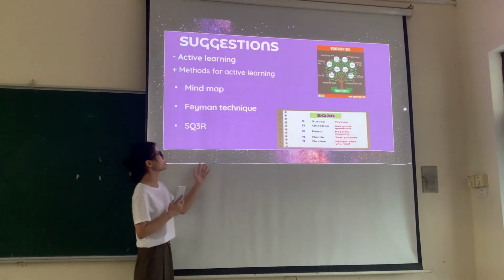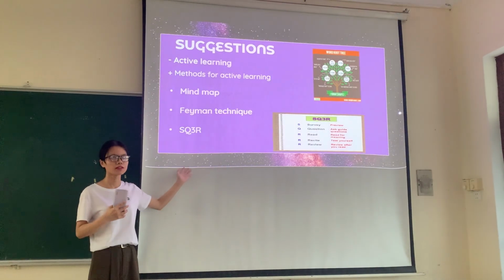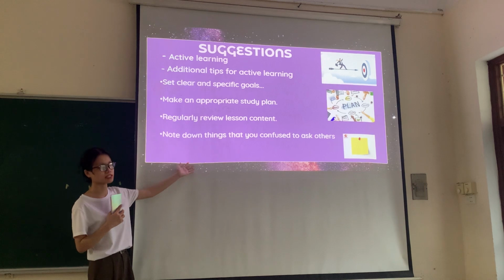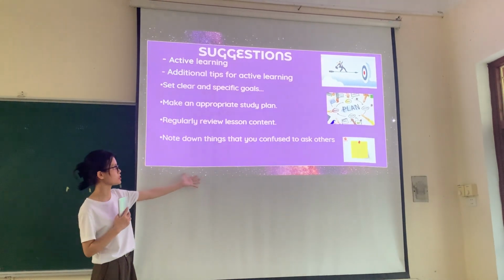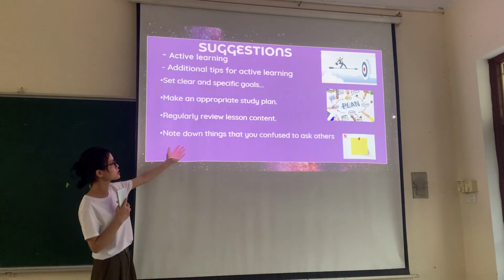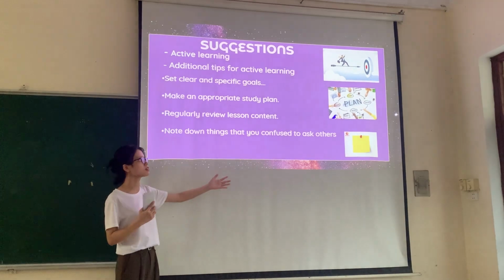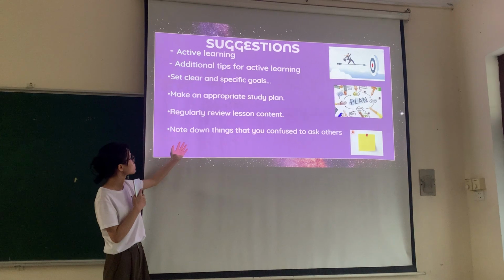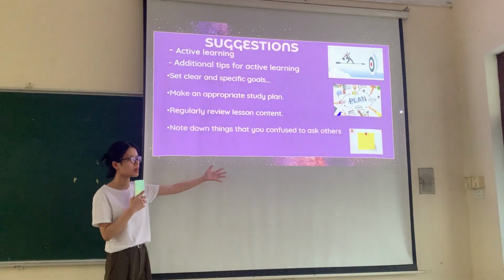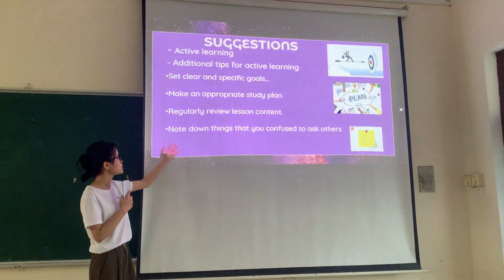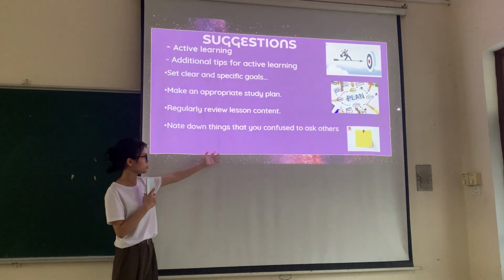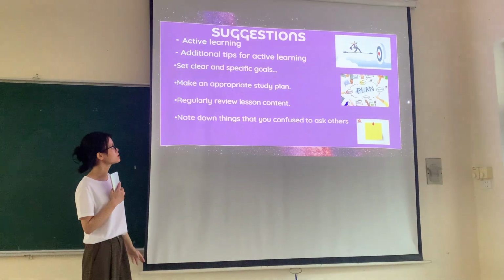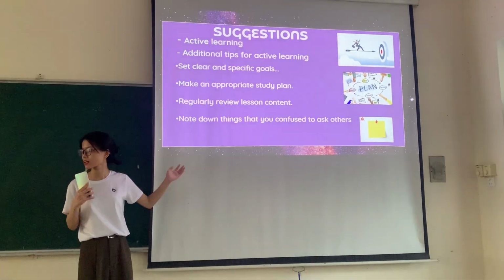That is the three methods for active learning. And here are some additional tips for active learning, as you can see on the screen. You set clear, specific goals, as I just mentioned, make an appropriate study plan, regularly review lesson content, which I already mentioned, and the last one is note down things that you are confused about to ask others.